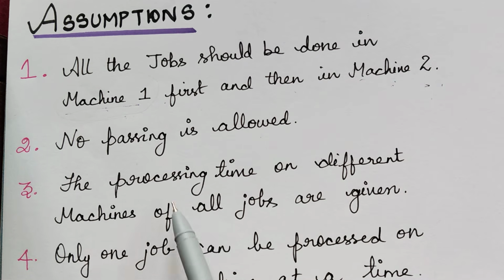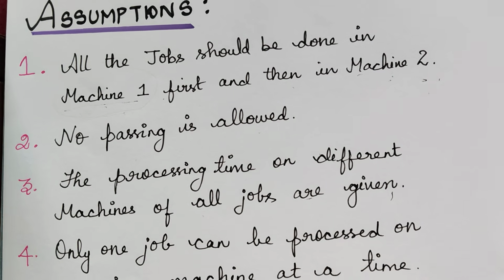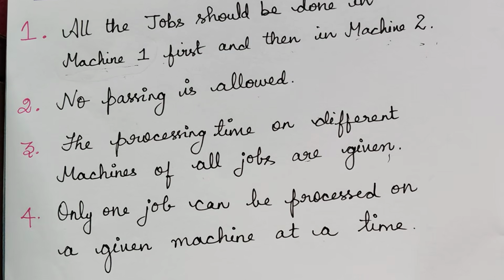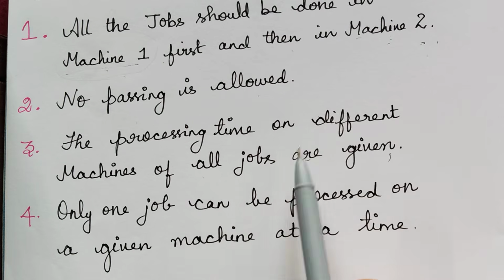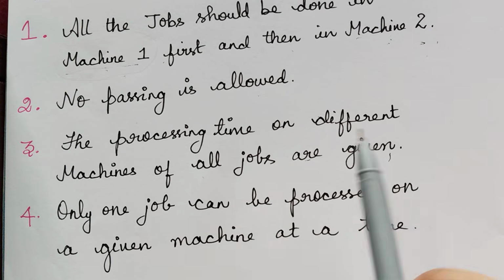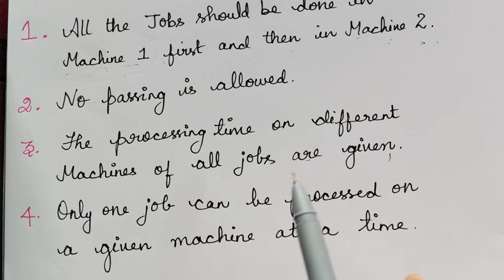The next is that the processing times of all jobs on the different machines are given. The processing times of all the jobs on the 2 different machines or 3 different machines will be given. Only one job can be processed on a given machine at a time. So 2 jobs cannot be processed on the same machine at a time.